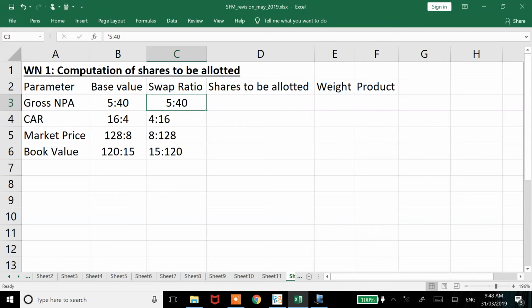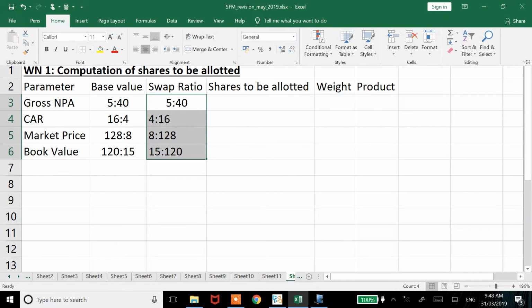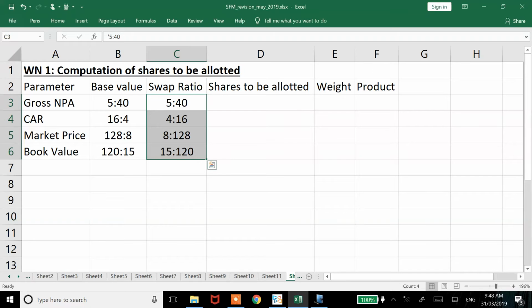Any negative parameter could be gross NPA. It could be anything, bad debt ratio, cost ratio, operating ratio. So any negative parameters, you are not going to do a swap. Beyond that, nothing much in the question. Beyond that, it's more or less the same stuff. You are going to allot 5 shares for every 40 shares, 4 shares for every 16 shares.